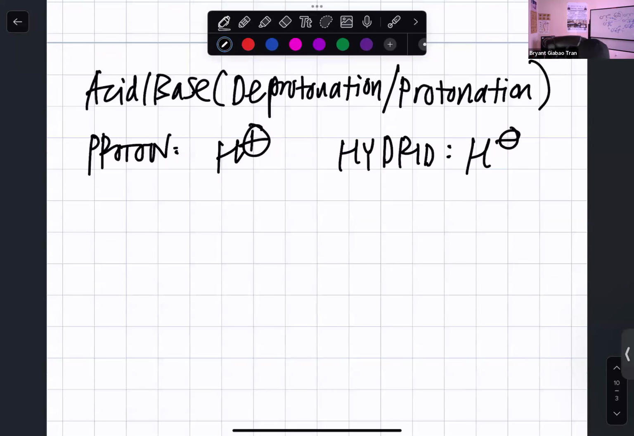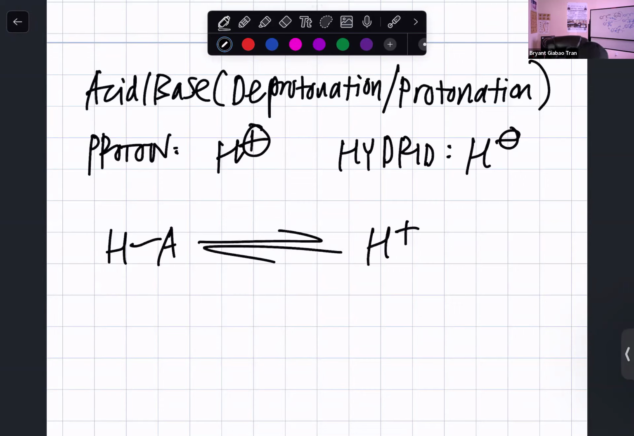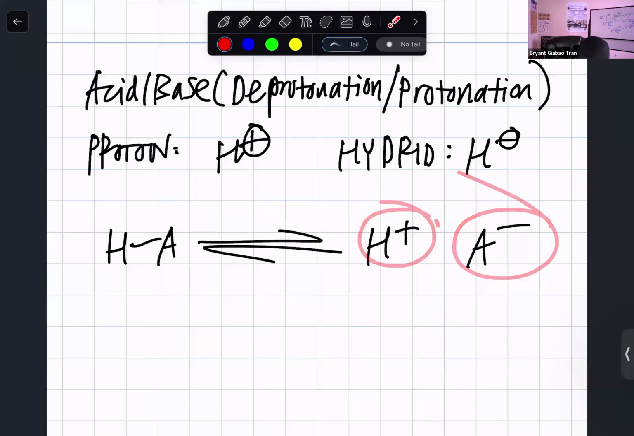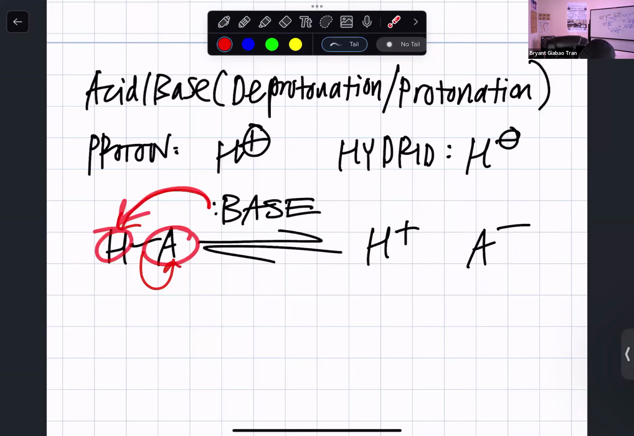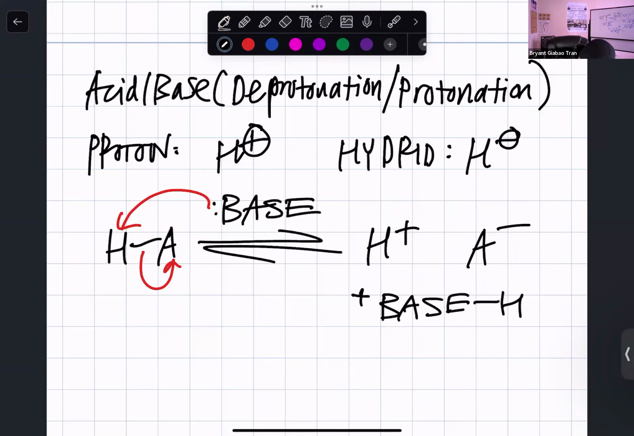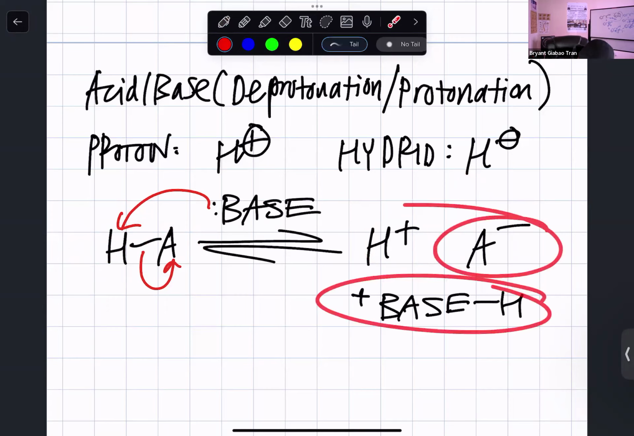So let's say we have an acid, HA. That acid is going to get deprotonated by dissociating into an H plus and A minus, right? So this is a proton right here. This is the conjugate base. This is the acid. And let's say we have some kind of base. This base is going to deprotonate the acid by attacking and grabbing that H and kicking out this A minus right here, giving us this conjugate acid and conjugate base, right?